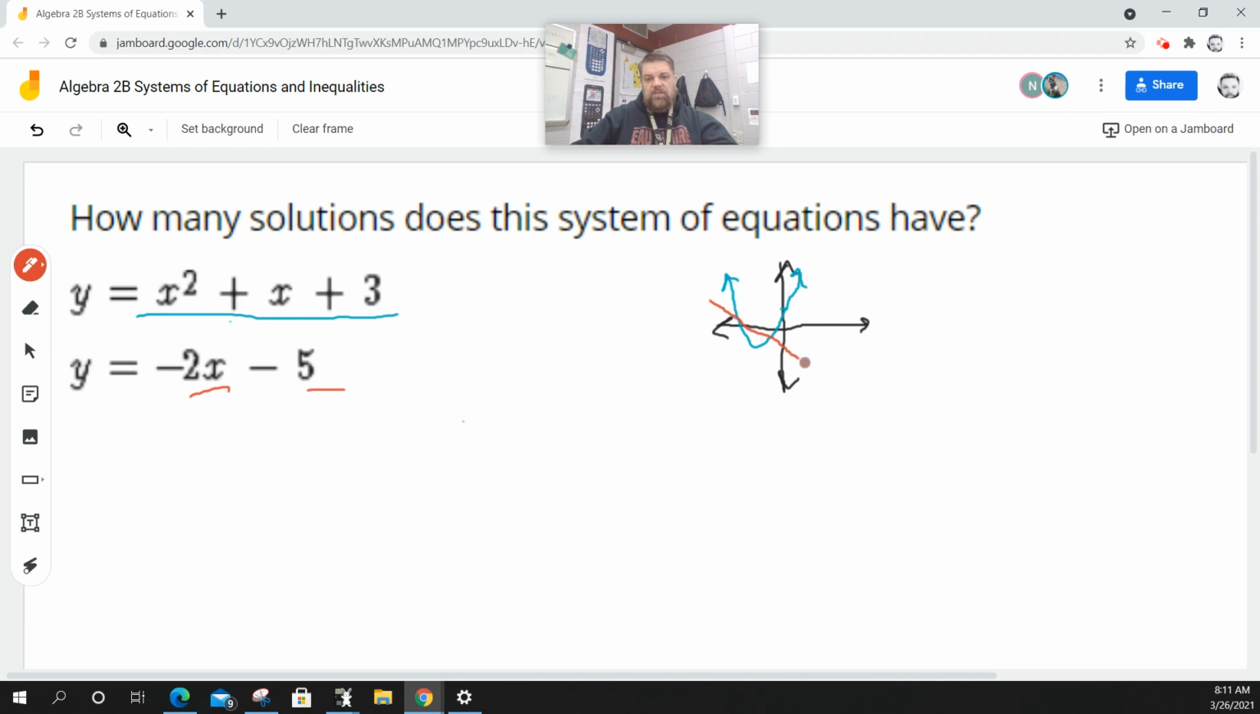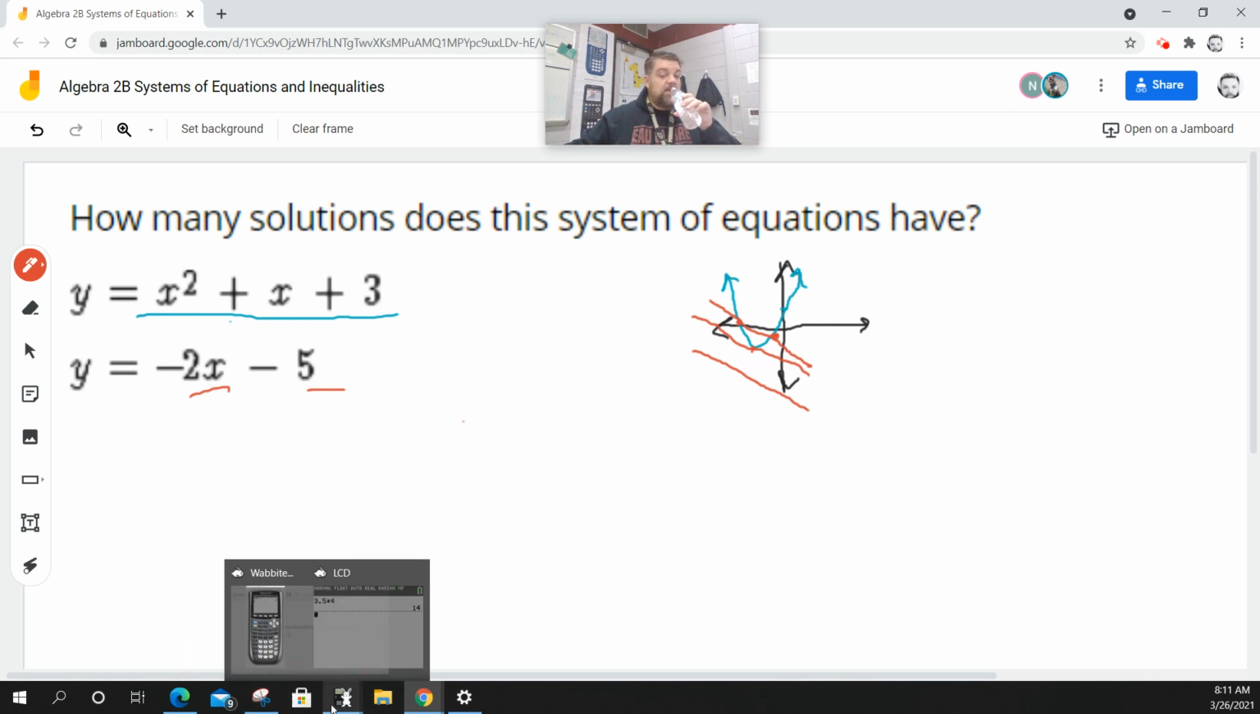So if it crosses, it might cross at 2 points. If it just barely touches on the vertex, it'll be 1 point. And if it's way down here, there's no solution. So you could have a possibility of 2 solutions, okay? So what do we got to do?